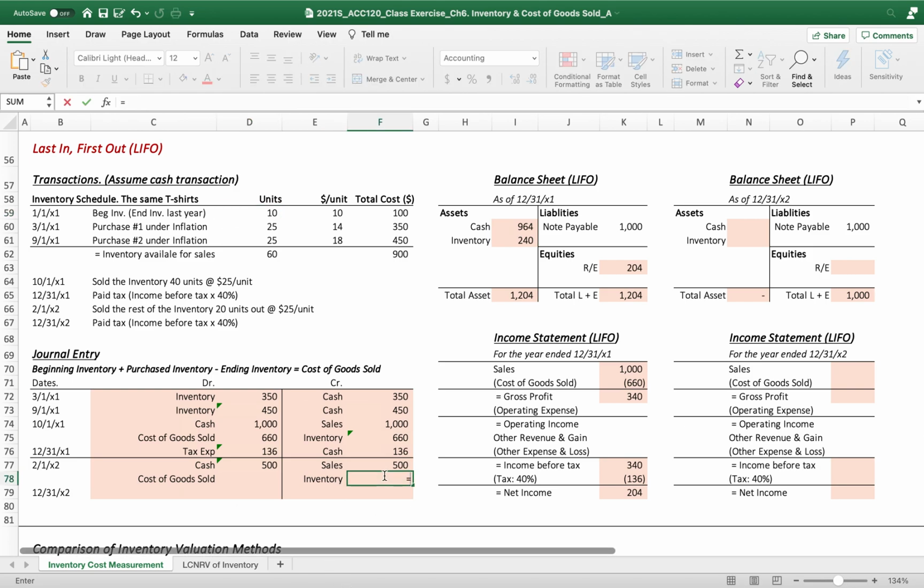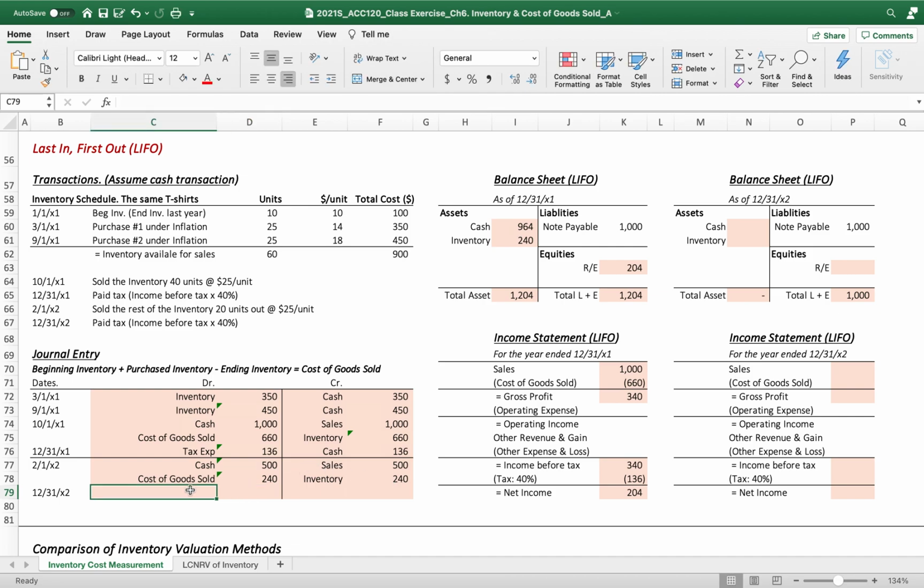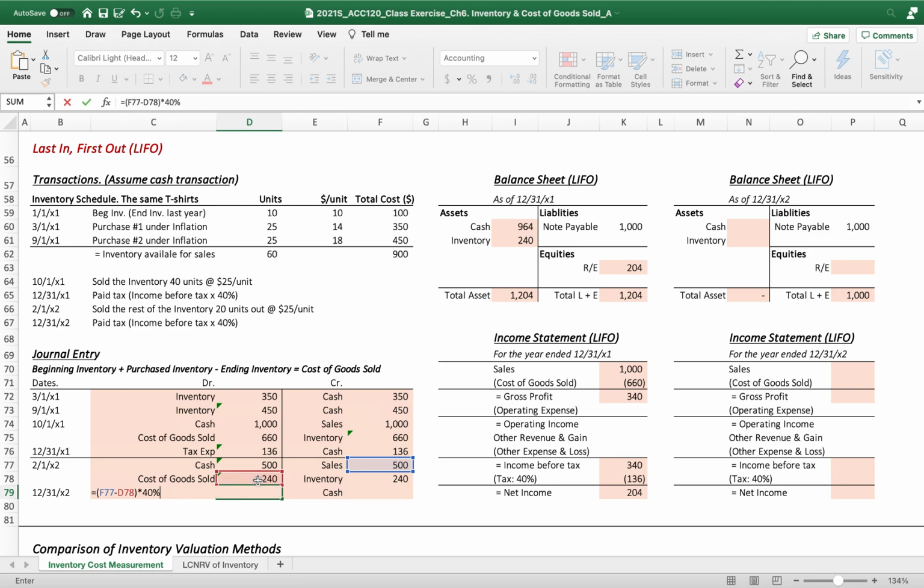So we record 10 times 14 plus 10 times 10 units. So we record this 240, exactly the same as the remaining inventory cost we sold, right? So we calculate the tax expense and cash out with the same procedure as the sales minus cost of goods sold times 40%, and then cash out 104.